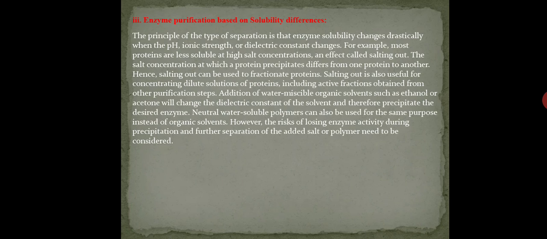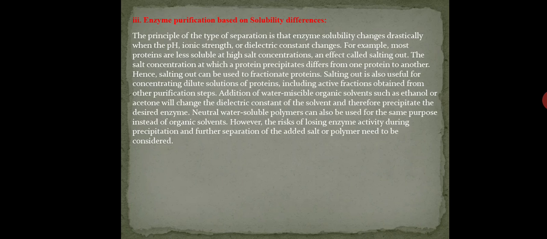So these two methods, low salt concentration and high salt concentration, together contribute to the process known as salting in and salting out. So what is salting in and what is salting out? When low salt concentration is there, which facilitates solubility and keeps the protein structure in a stabilized form, it is known as salting in. And when high salt concentration is there, which causes protein to precipitate down at the bottom, it is known as salting out.